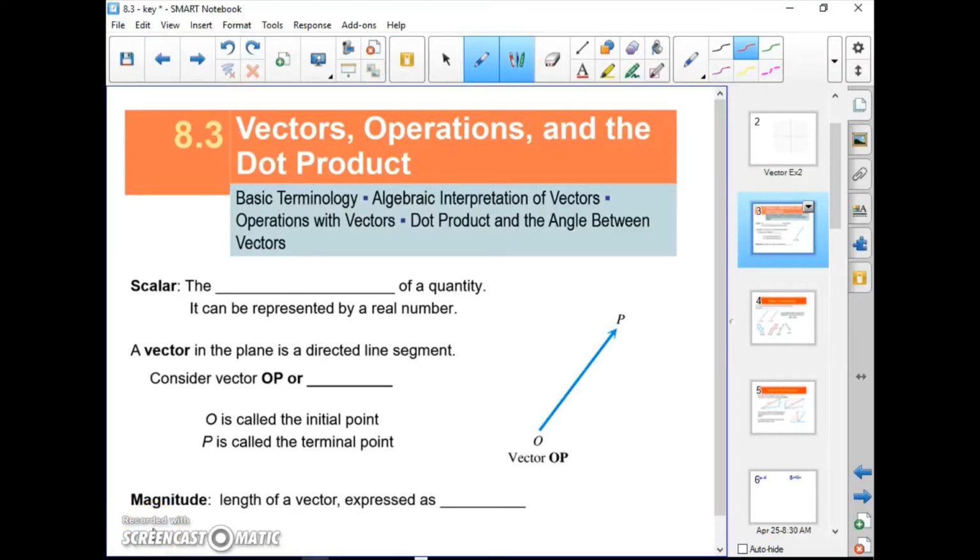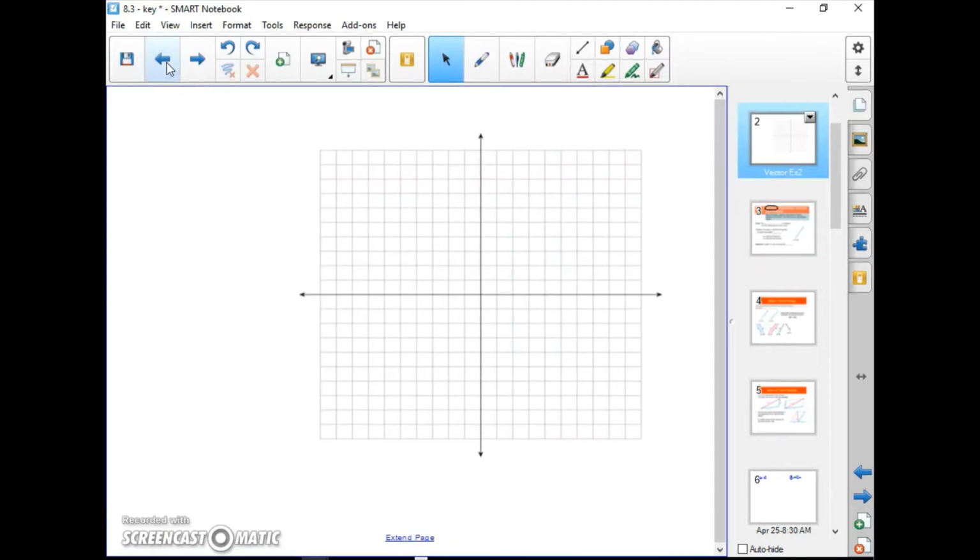Lesson 8.3 is on vectors, operations, and the dot product. And so let's talk about vectors. Vectors are something that students have a hard time understanding. Vectors are going to have two main attributes: magnitude and direction. So let's think about it from a graphical standpoint.